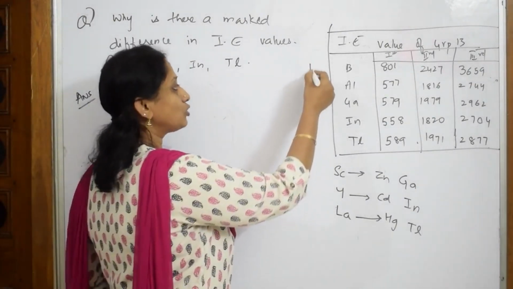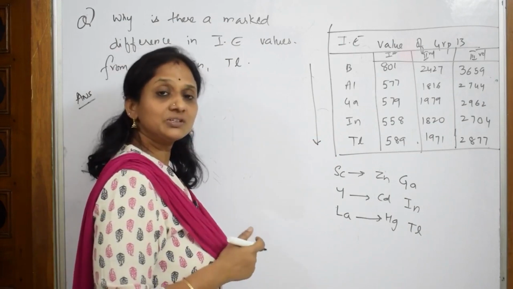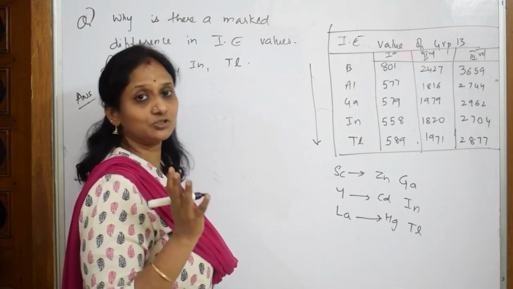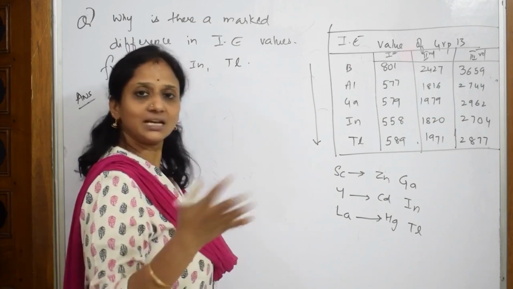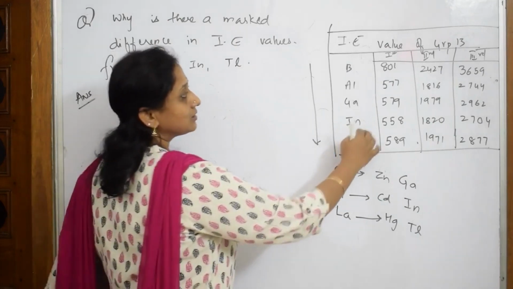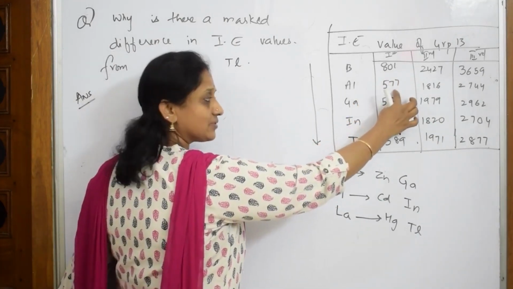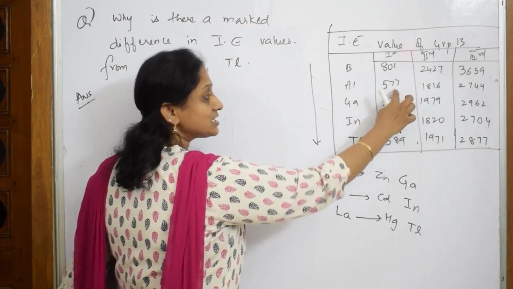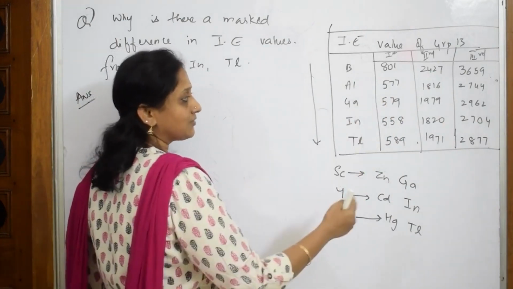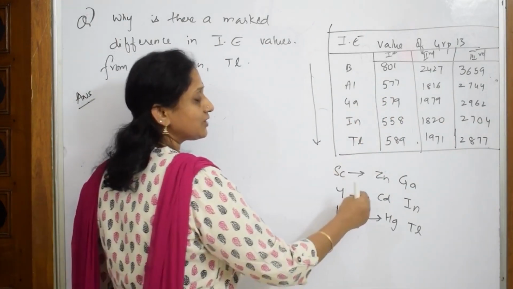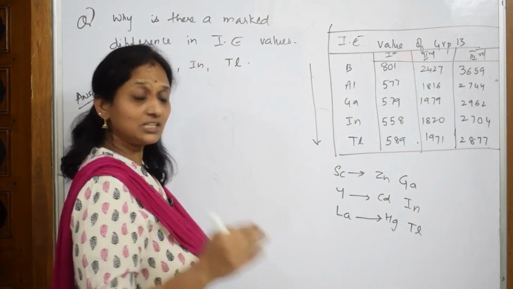Normally when I move from top to bottom in a group, atomic number increases. When atomic number increases, it's easy for me to take out the electron because the number of shells increases. With less energy only I can take out the electron. But what is happening here? It was 801, then this should decrease. It is 577, good, it has decreased. From 577, it should become 574 or something, but it has gone to 579. Then after that, again it has decreased. Then after 558, it has gone to 589. It is increasing, decreasing. There's a lot of variation. That is what they asked.